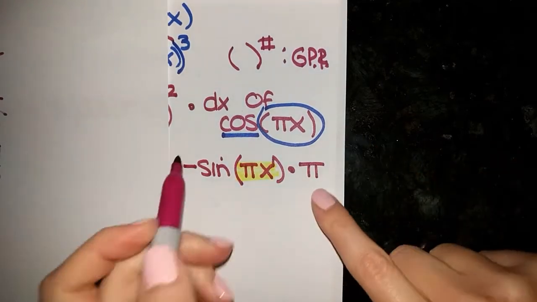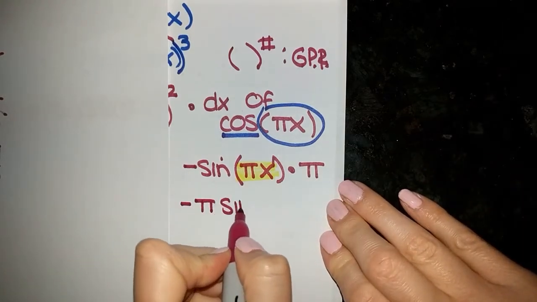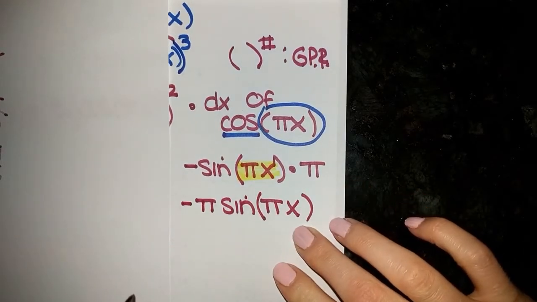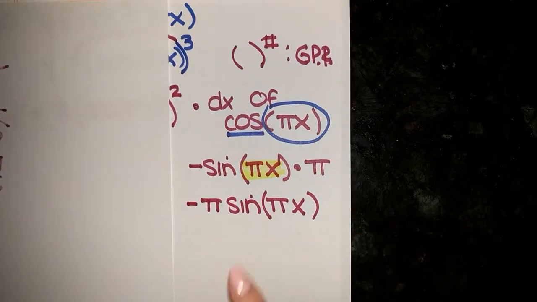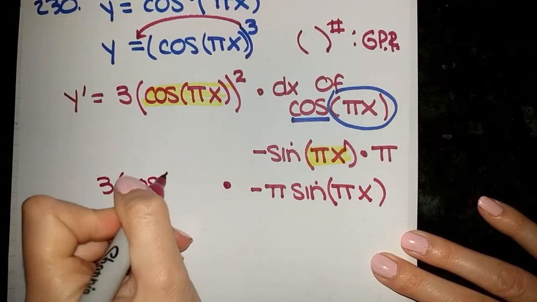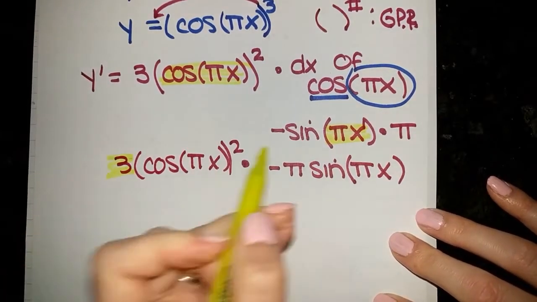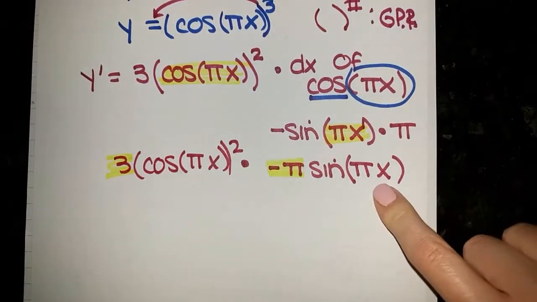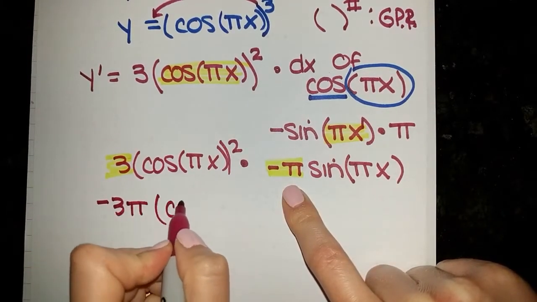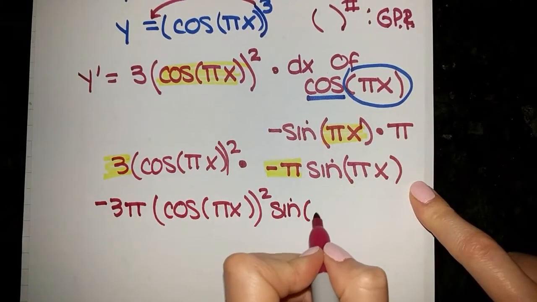Now, before we put this all together, let's move the trig function to the end. So this will become negative pi sine pi x. And we can put the parentheses, or we could drop the parentheses in that case. Now, the important thing to remember is that that's not our final answer, because we're multiplying that by 3 times cosine pi x quantity squared. So this 3 coefficient, this negative pi coefficient in front of the sine, those can be multiplied together to give us negative 3 pi, parentheses cosine pi x quantity squared times sine pi x.